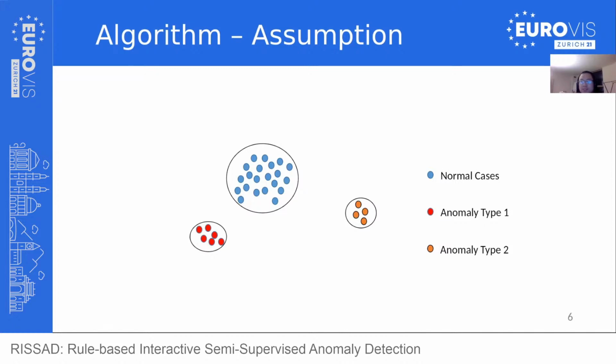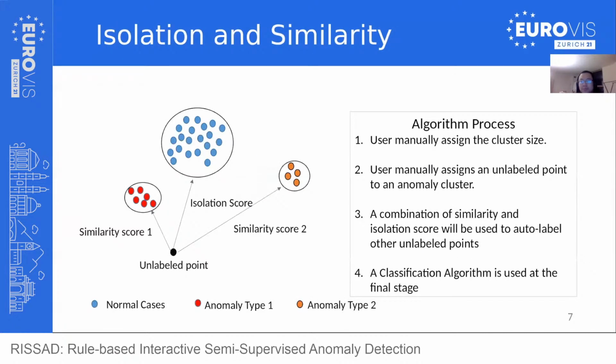The algorithm is based on the assumption that anomalies are distinct from the normal points while close to other anomalies in distinct clusters. Given this assumption, the algorithm first uses k-means to cluster labeled anomalous points into different clusters. The cluster size is a manual input, and each cluster of anomalies represents a different type of anomaly.